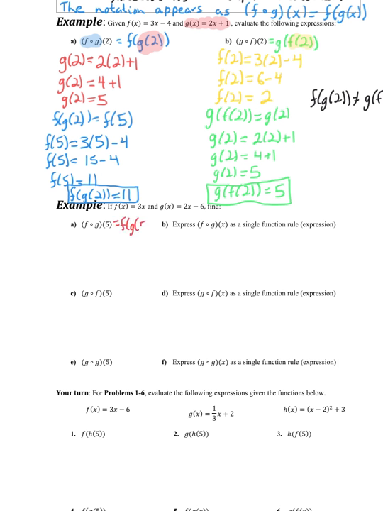f of g of 5. And then g of f of 5. And then the last one, kind of a weird one, g of g of 5. You're just going to plug g back into itself. So try those three out. I didn't leave you a lot of space on E and F there. My apologies. Just bad spacing. All right, but try those three out now.